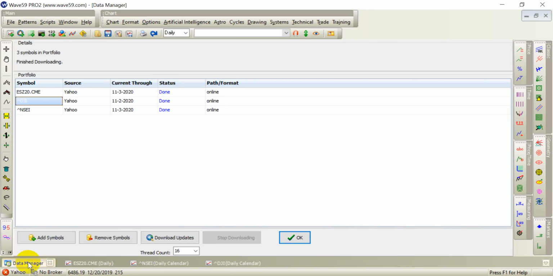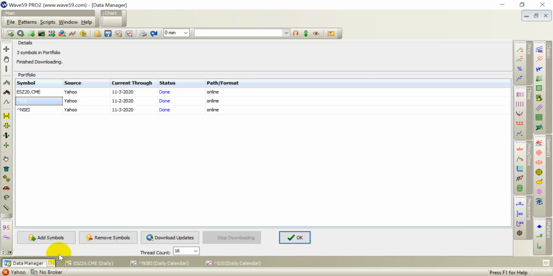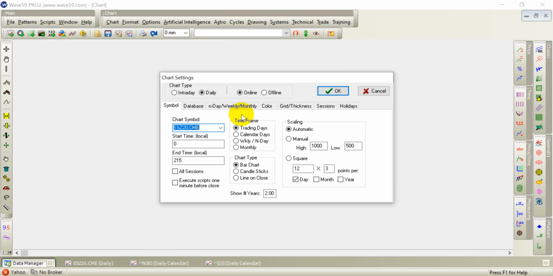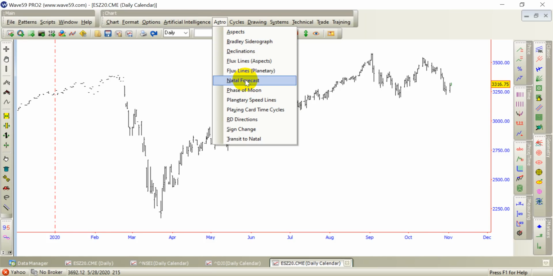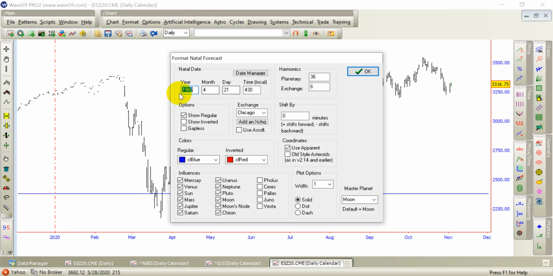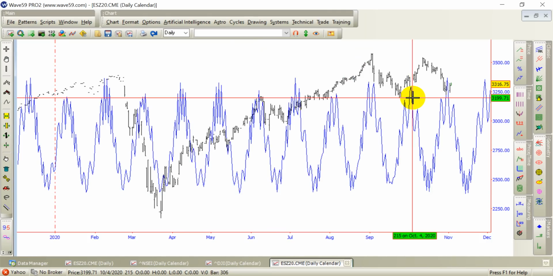Similarly, let me go for S&P 500. This is S&P 500. I'm going for calendar days, daily, online. The natal forecast works on when the particular stock got listed. So S&P was listed in 1982, 4/21, 2015. This was the local time. It was listed on CME, Chicago Mercantile Exchange. I'll just click OK, and it gives me a good trend of how the markets are going to react.